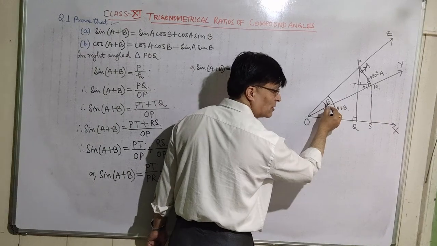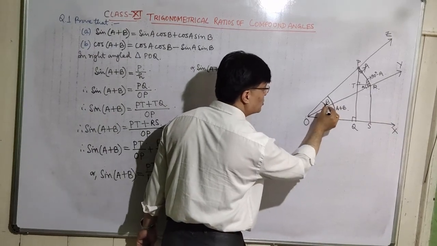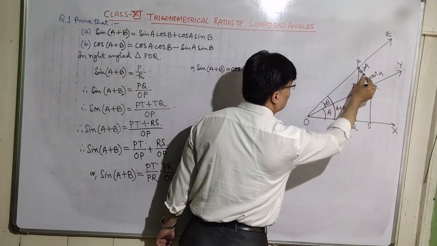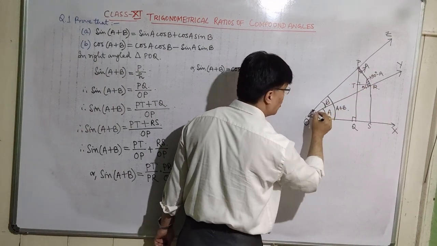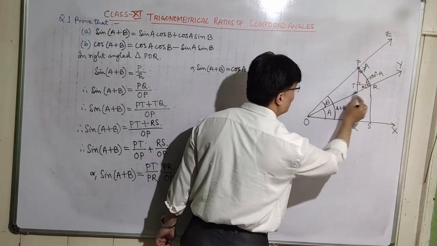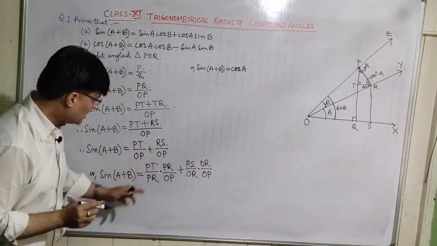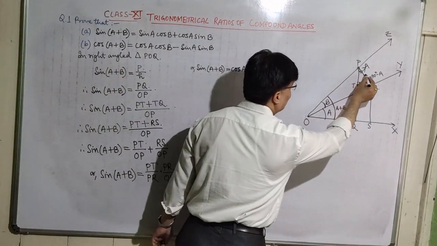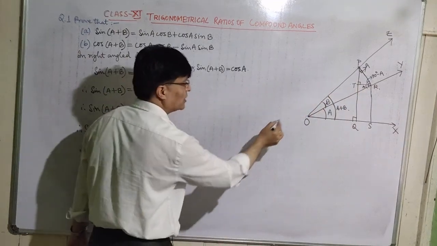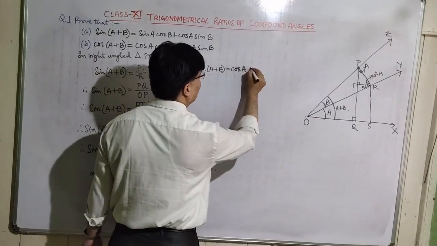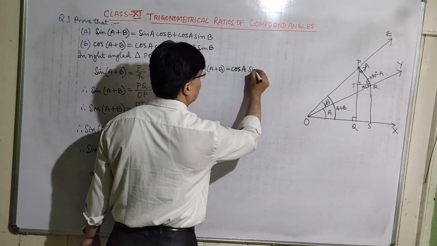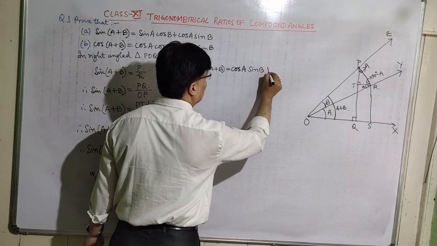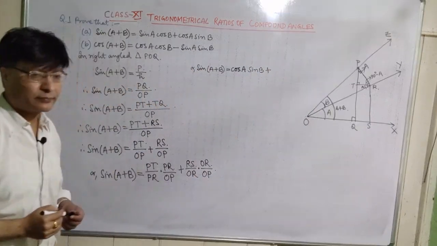If this angle B is considered, the side opposite to the angle B will be the perpendicular. This PR will be the perpendicular, OP will be the hypotenuse, OR will be the base. So it is PR upon OP. What is PR upon OP? It is P upon H, so it is sine B. Is that clear? So here you can write it is sine B plus.